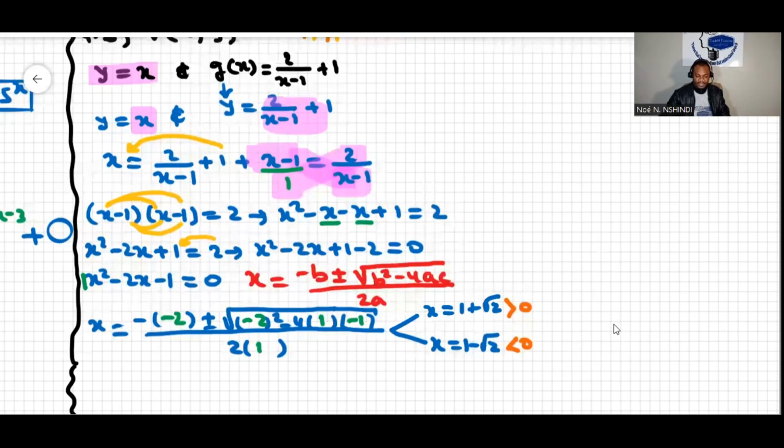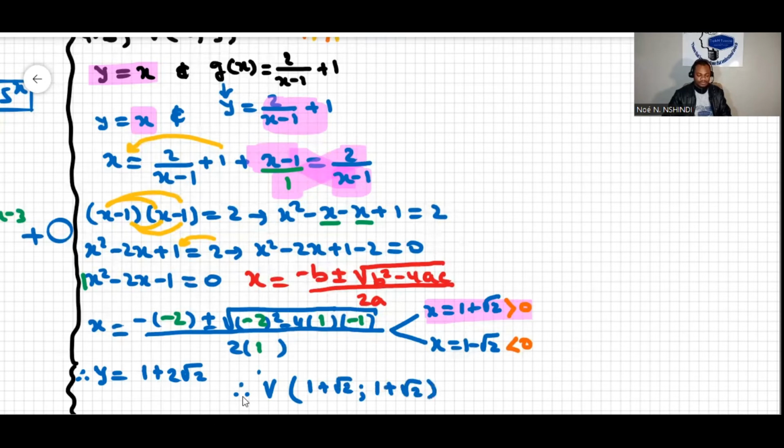Now, y will therefore also be equal to 1 plus 2 root 2. I said we did select this one. Therefore, the coordinates of v is the point 1 plus root 2 and 1 plus root 2. That's v.